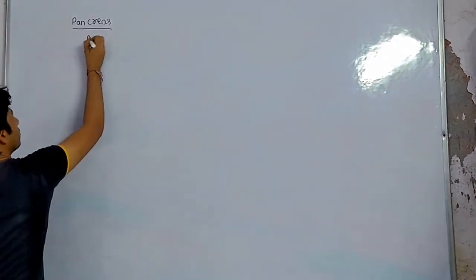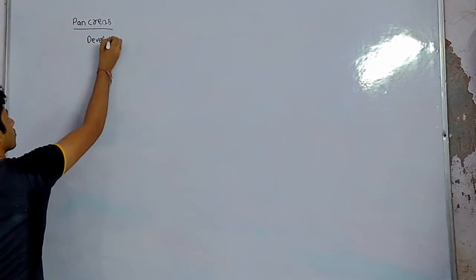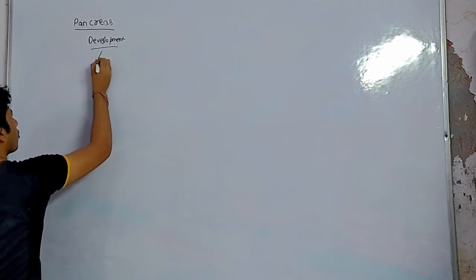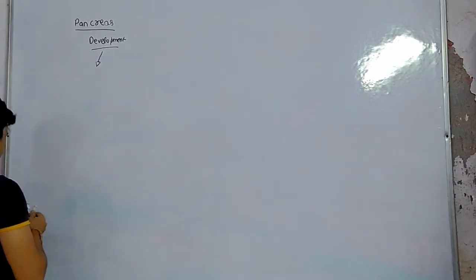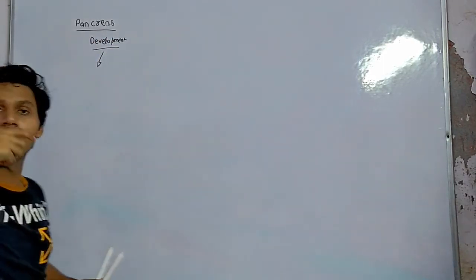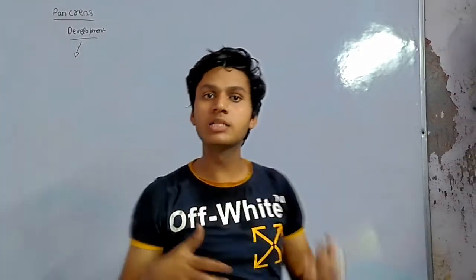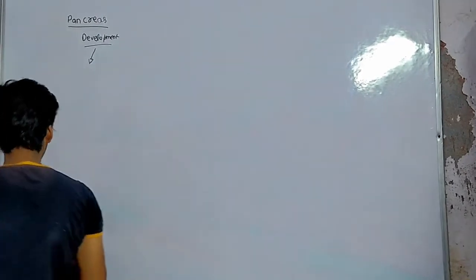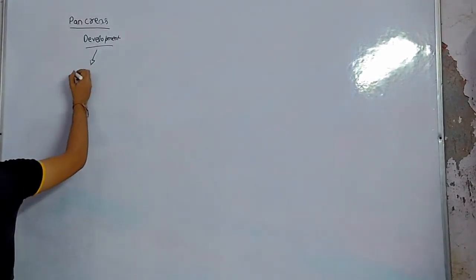So now we will cover the development of the pancreas. It is developed from the foregut. Remember, a gut tube comes in the abdomen, which gives many buds and forms many organs: liver bud, hepatic bud, cystic bud. So there is a bud called the pancreatic bud.